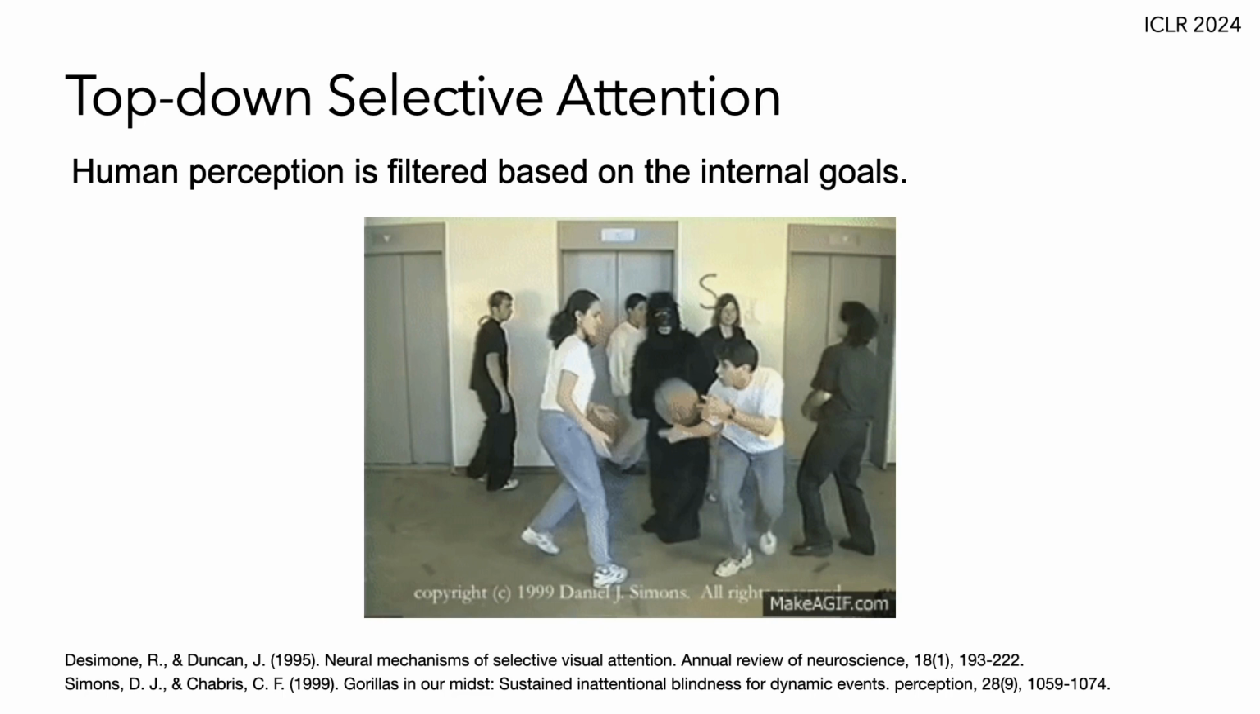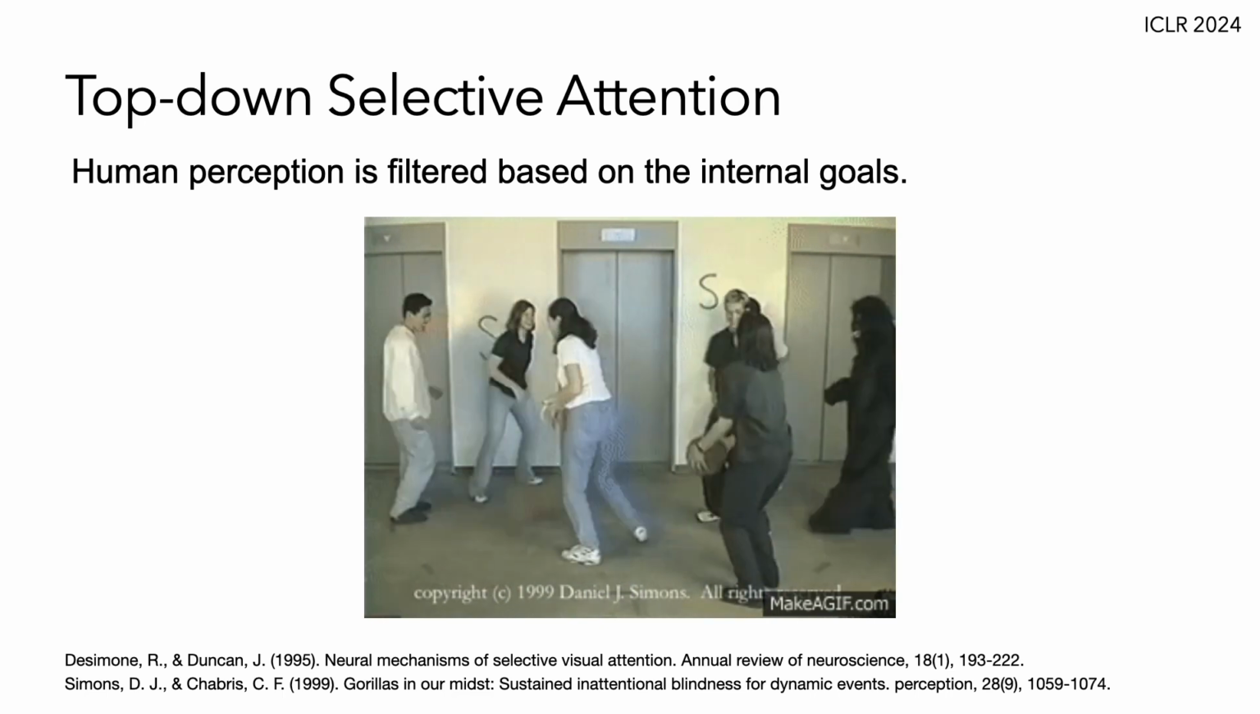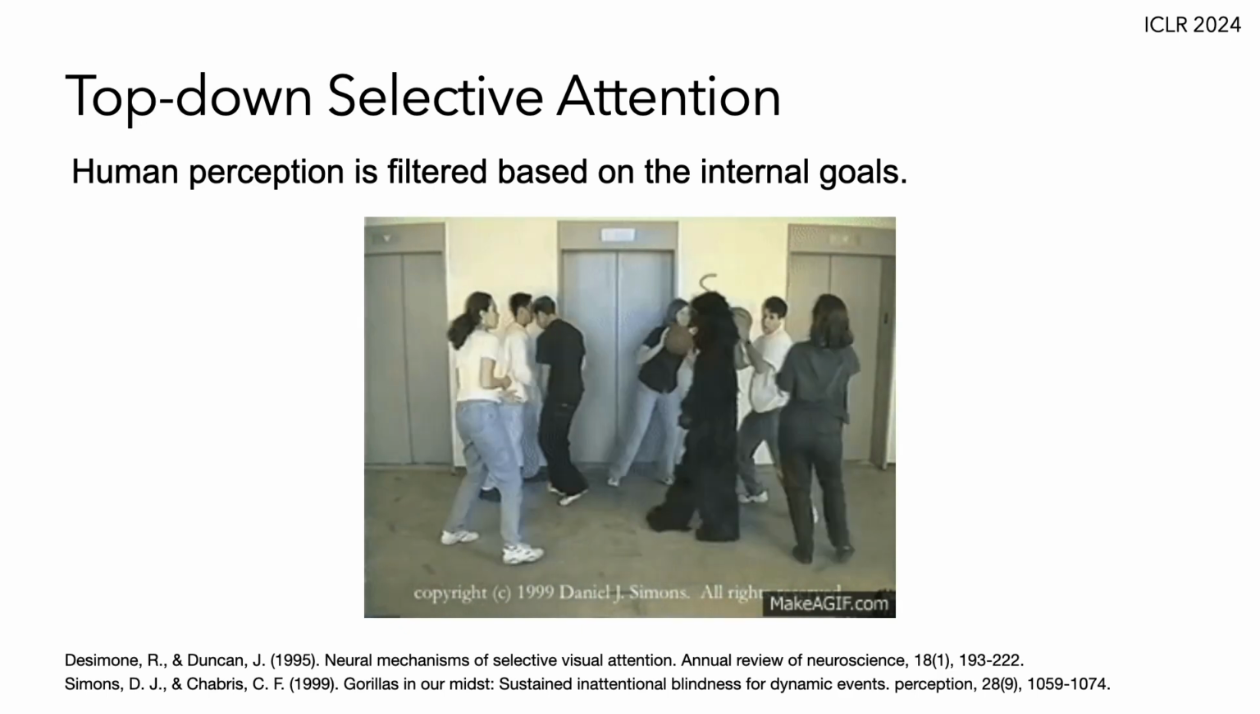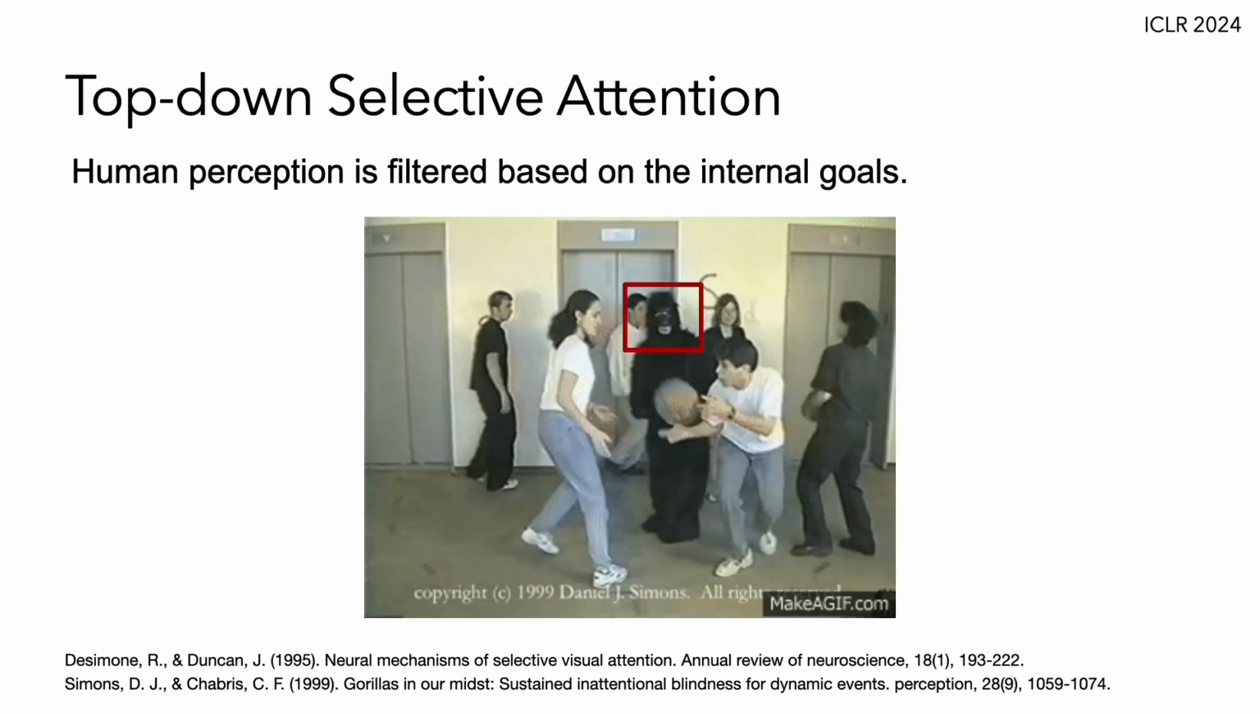In cognitive psychology, selective attention is a mechanism where perception is filtered based on the internal goals. In the famous gorilla experiment, individuals are asked to count the ball passes between white shirt players and fail to notice a black gorilla crossing the scene.